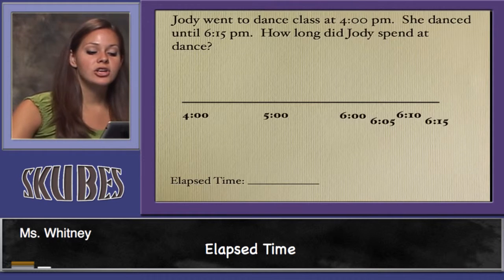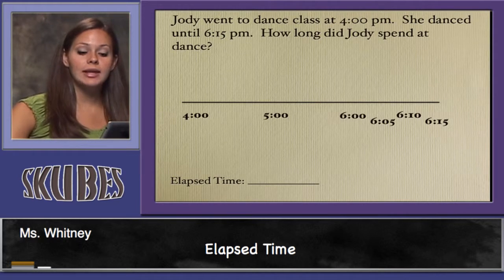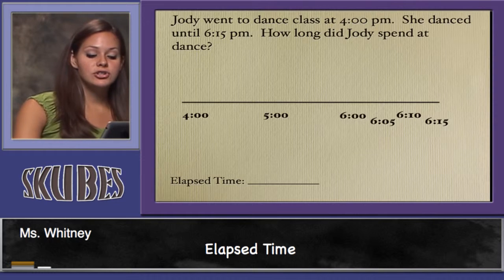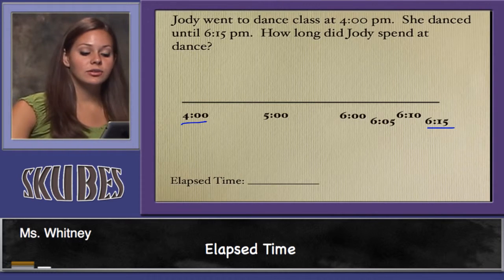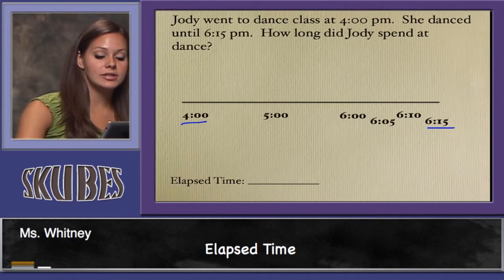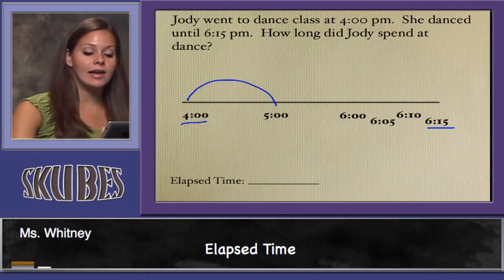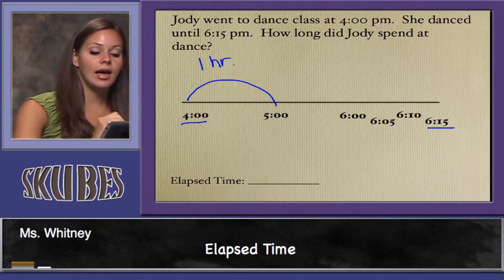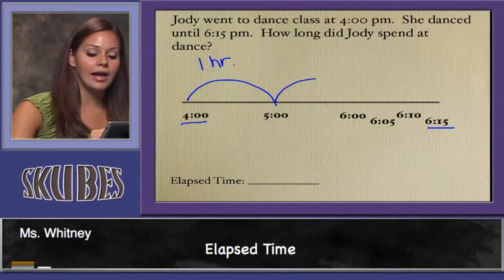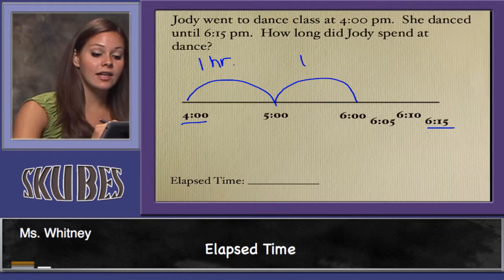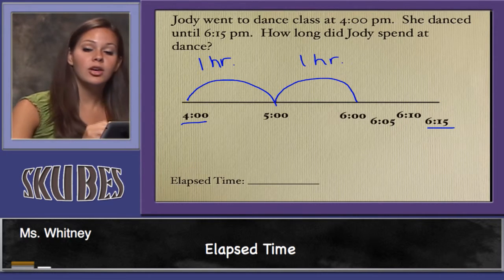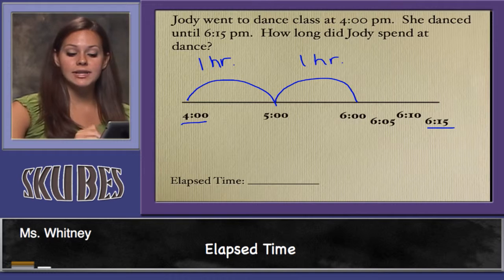Here's another problem. Jody went to dance class at 4 p.m. She danced until 6:15 p.m. How long did Jody spend at dance? Jody went to dance class at 4 p.m. She finished at 6:15. So let's try counting by the hour first. 4 to 5 is 1 hour of elapsed time. 5 to 6 is another hour of elapsed time, which totals 2 hours of elapsed time.